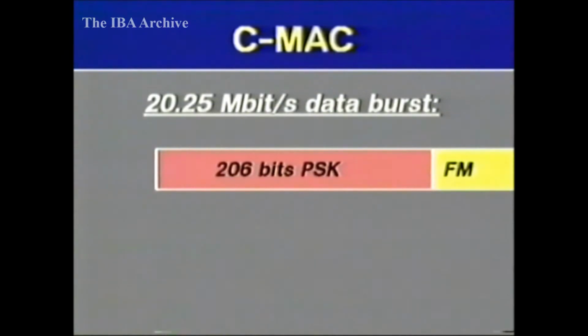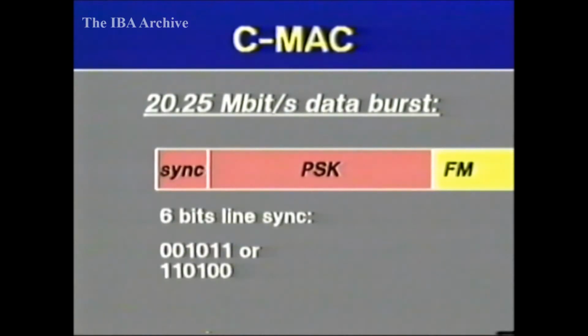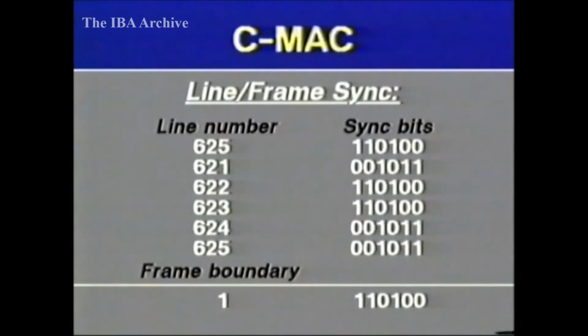We're looking here at the 206 bits of data that precede each line of the FM vision signal. Following a run-in bit, the next 6 bits provide picture synchronization. The pattern of these synchronization bits alternates between lines. Towards the end of the frame, each is repeated, and this tells the receiver when the next frame is due to start. There is an alternative method of achieving sync.